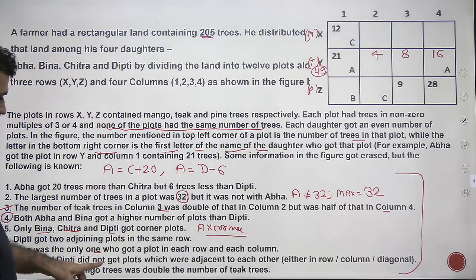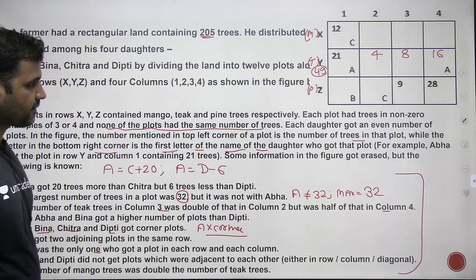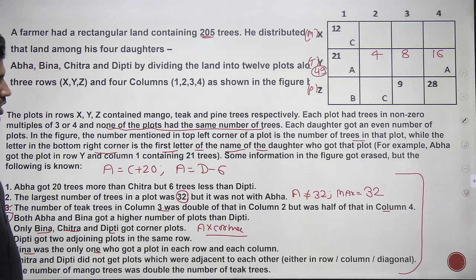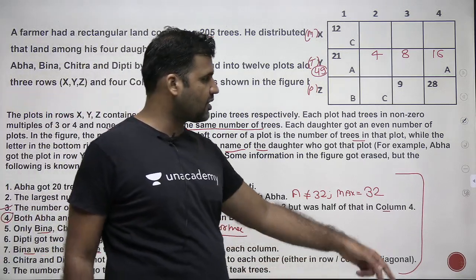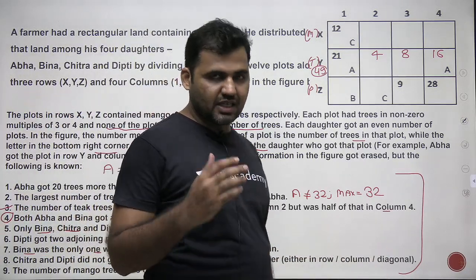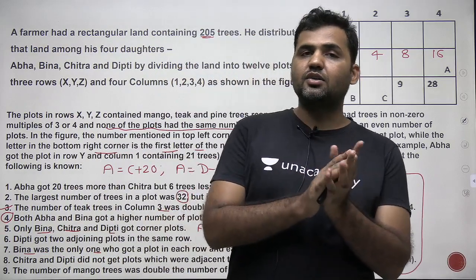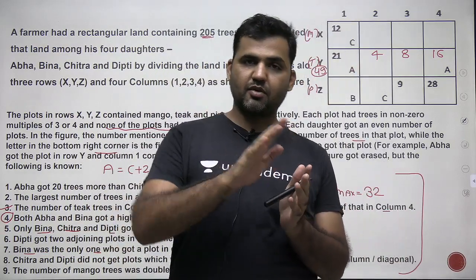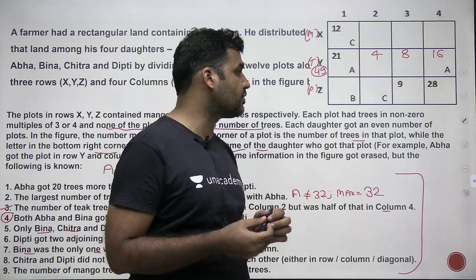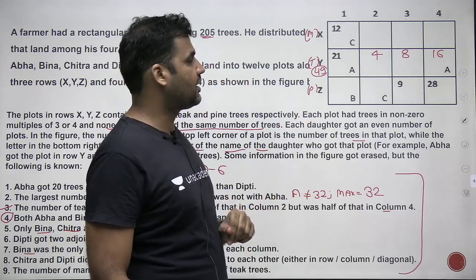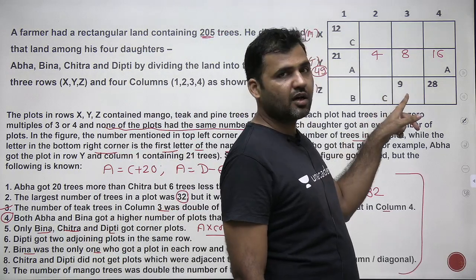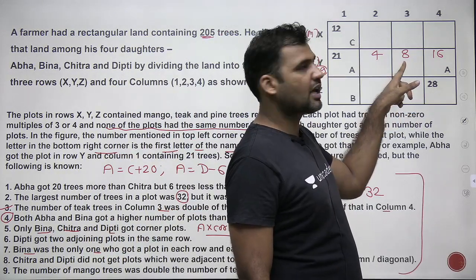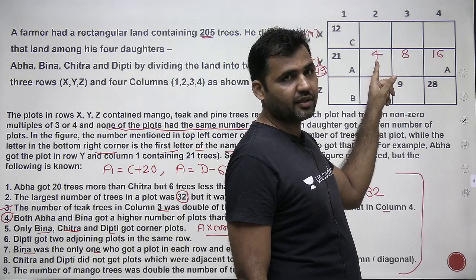Chitra and Dipti did not get plots which were adjacent to each other. Now, Chitra and Dipti are not getting plots which are adjacent to each other either in row, column, or diagonal. You can use this information: I need to assign 2 plots to Dipti in the same row, but C and D are not adjacent, row wise, column wise or diagonal wise. So if C is here, D cannot come here.